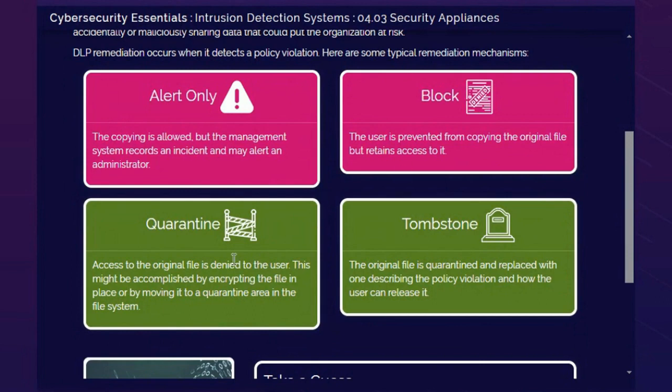Or perhaps the next level, quarantine. Access to the original file is denied to the user. This might be accomplished by encrypting the file where it's at, or moving it to a quarantine area in the system where it can't be accessed. Or tombstone: the original file is quarantined and replaced with one describing the violation and how the user can release it. So they try to copy this, suddenly the file disappears, and it's replaced with a new file that says, hey, you're doing something that our policy does not allow. If you actually do need access to this and are authorized, contact this person or whatever you can do to get that released.